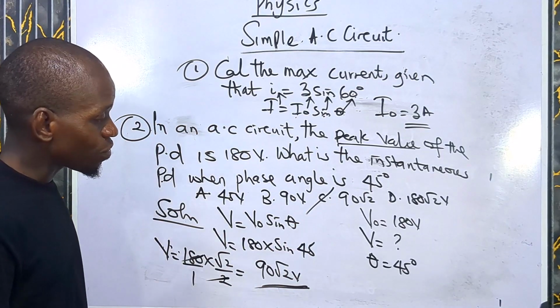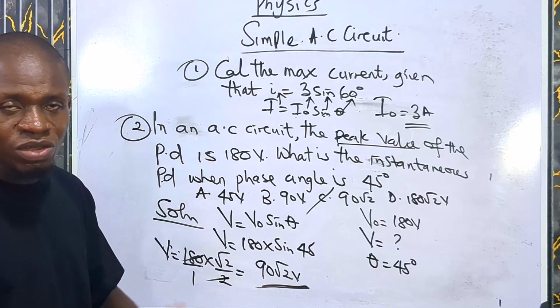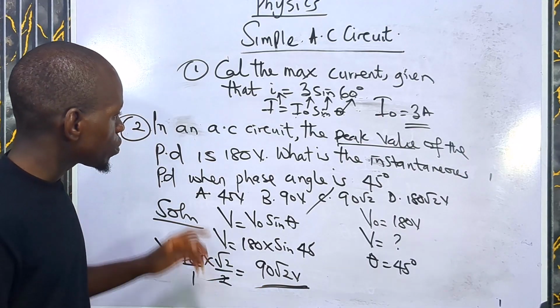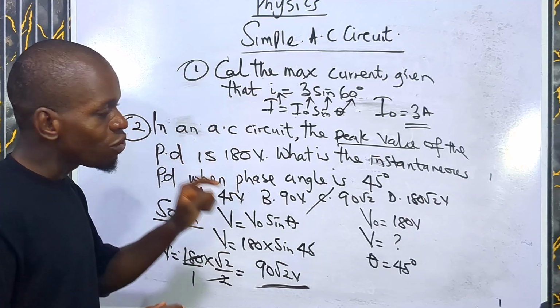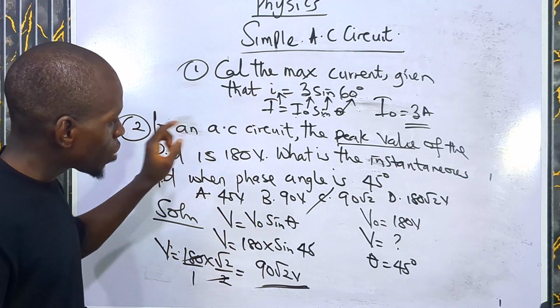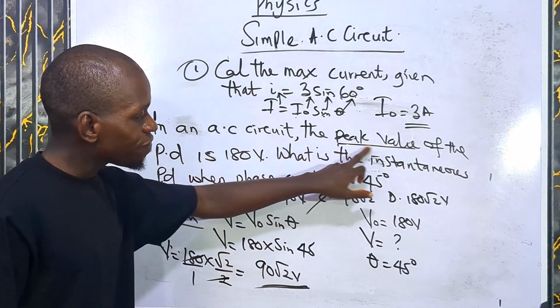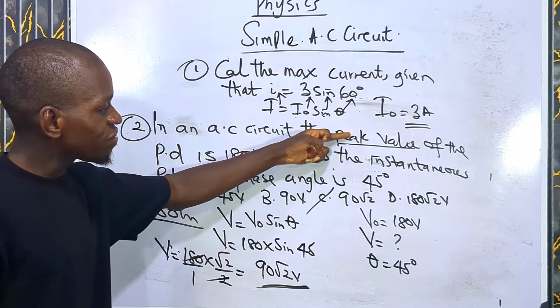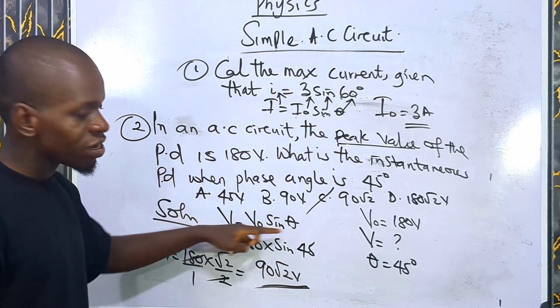And this is still the same. This is another JAMB question. So you see that the questions they will ask you are not difficult. They are very simple. The only thing you need to know is to read the question and know exactly what to do. When we read this question, it says peak value and instantaneous value. And the formula that connects instantaneous value and peak value is the kind of formula that I've given out here.